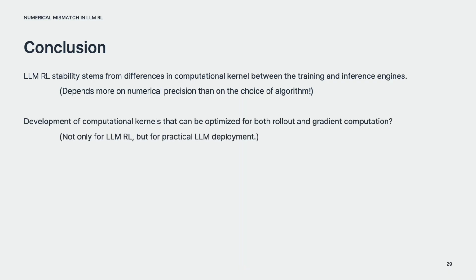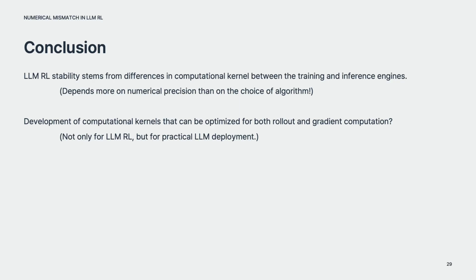Of course, I'm not an expert in kernel optimization, but if possible, a more fundamental solution might be to develop computational kernels that jointly optimize both rollout generation and gradient computation, rather than treating them as separate systems.